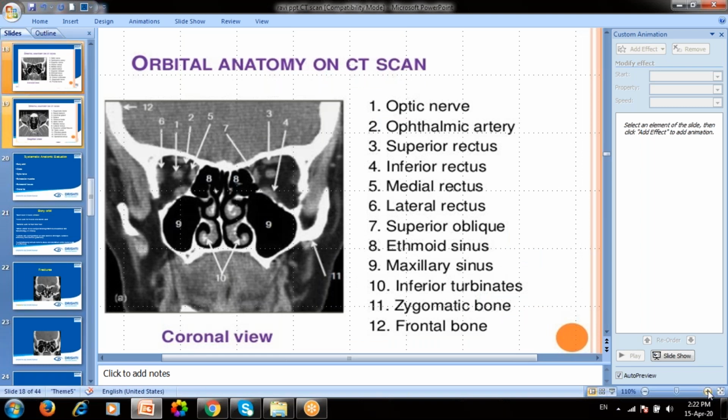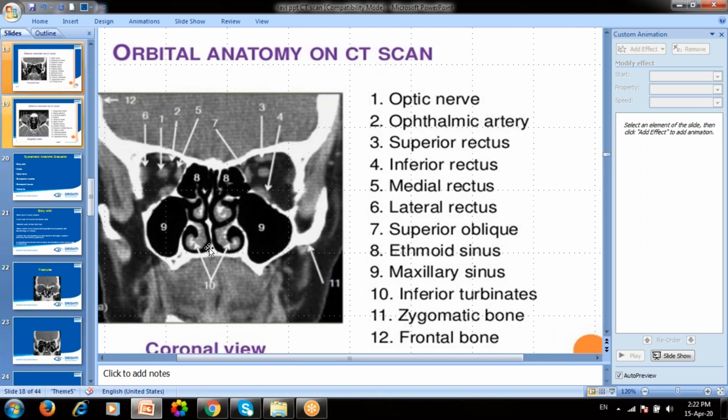These four are the rectus muscles, and this is the optic nerve, and these are the two sinuses. This one and this one are the two sinuses, and in between is the nasolacrimal duct. Nasal septum will be there. Again, that was the coronal cut, and this is the axial cut.